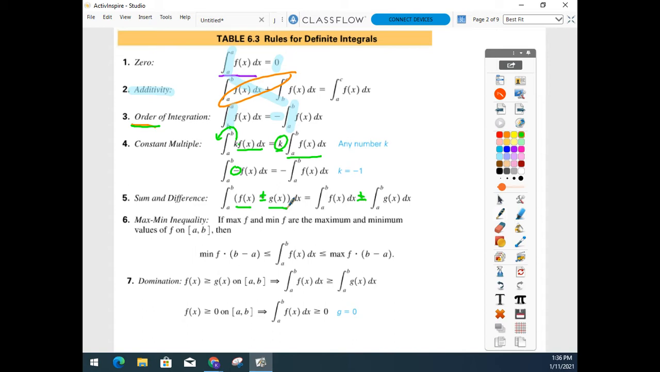Max min. We very rarely see this, but this is just saying the integral itself has to be in between the minimum value of f times the interval and the maximum. That's really all this is saying. The domination piece, I just don't ever hardly see. I will say this, I very rarely see it, but we're going to see it in the first example.